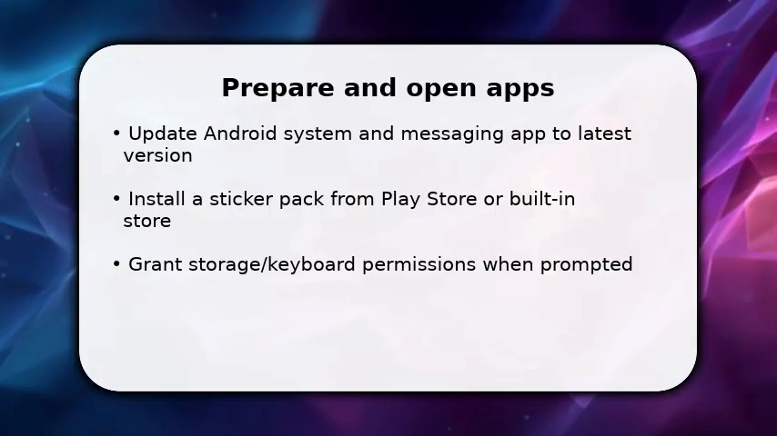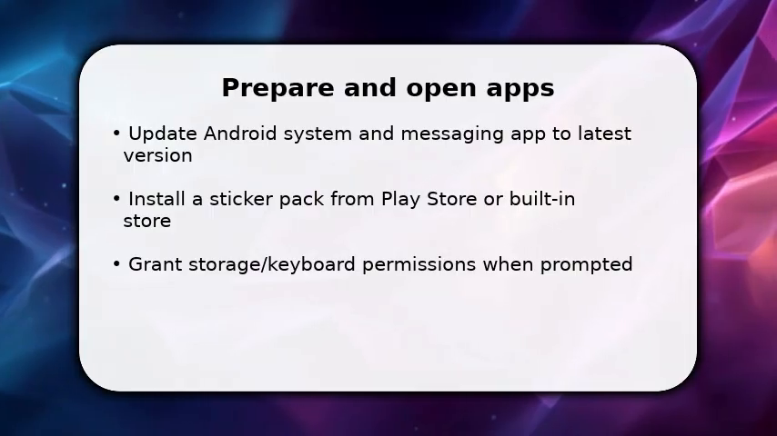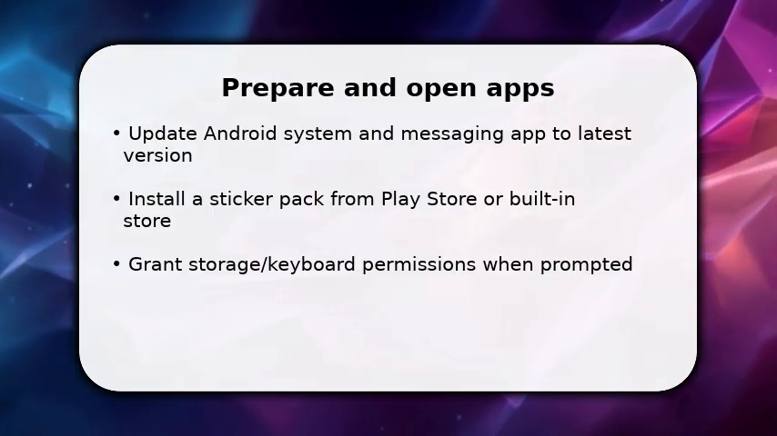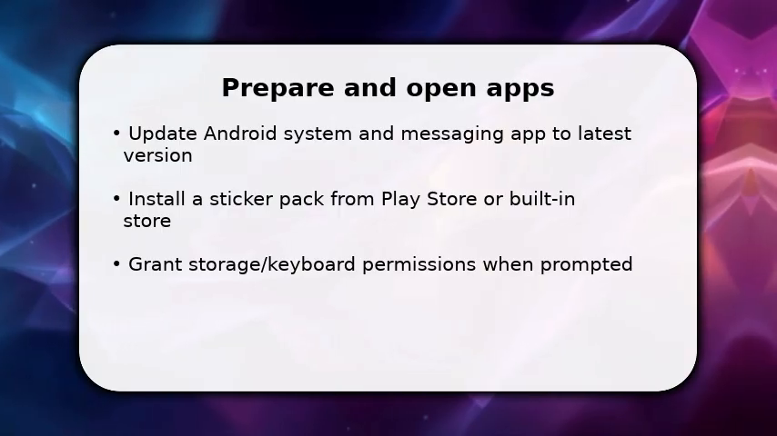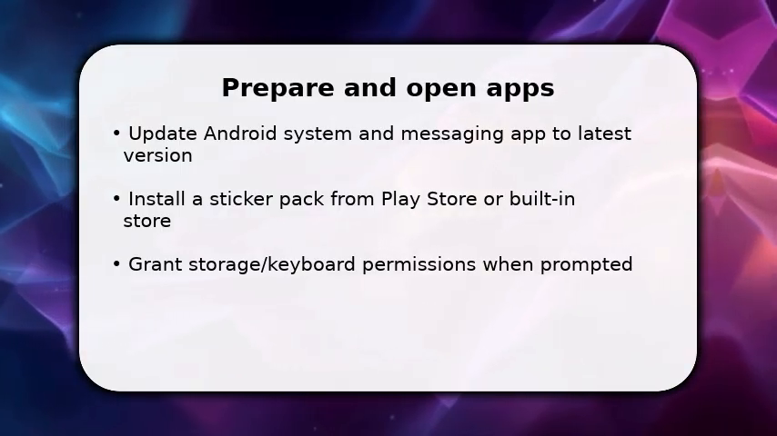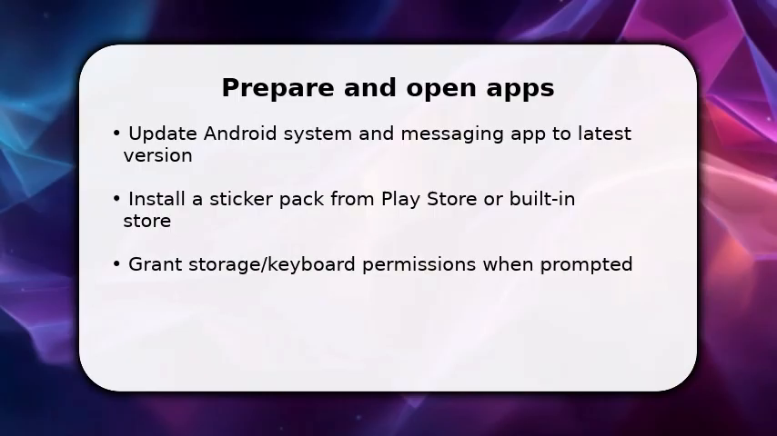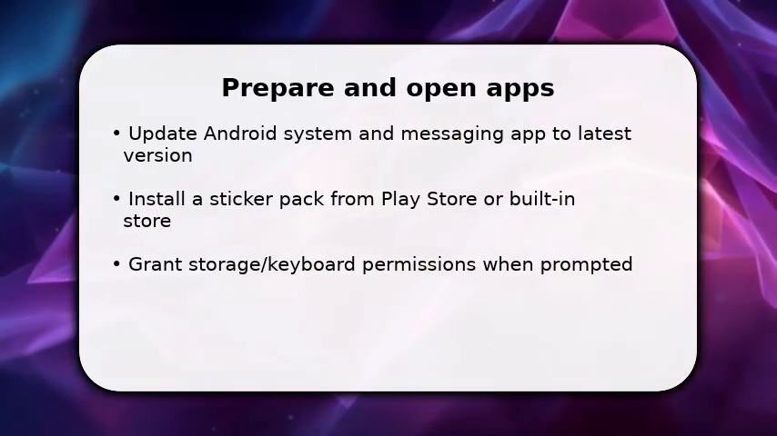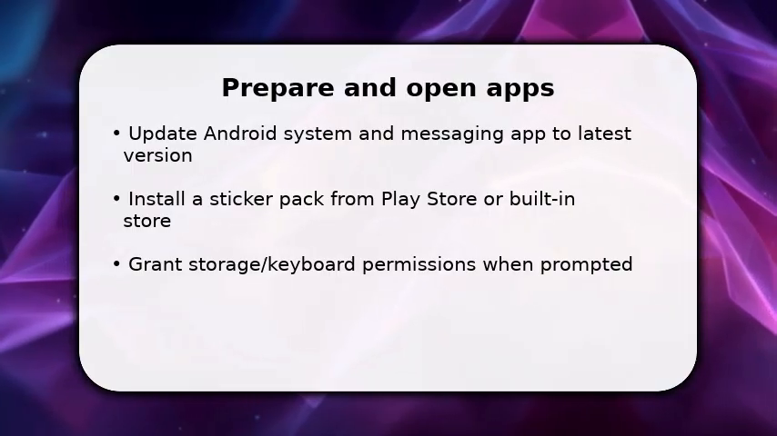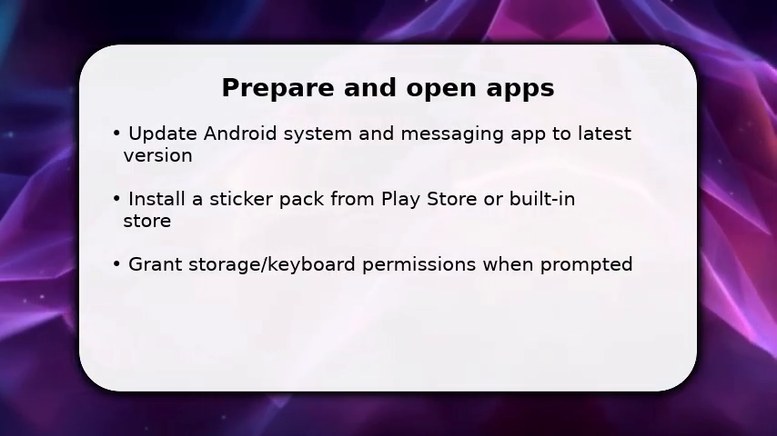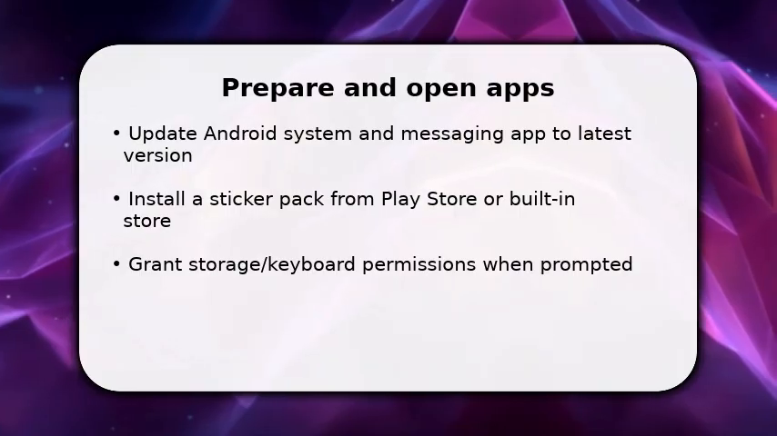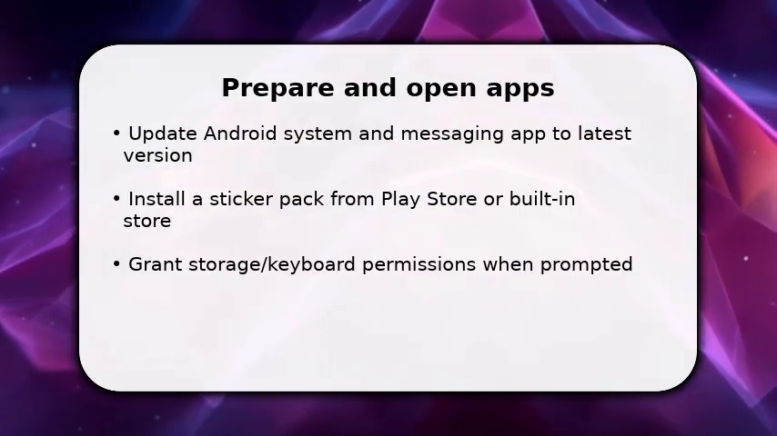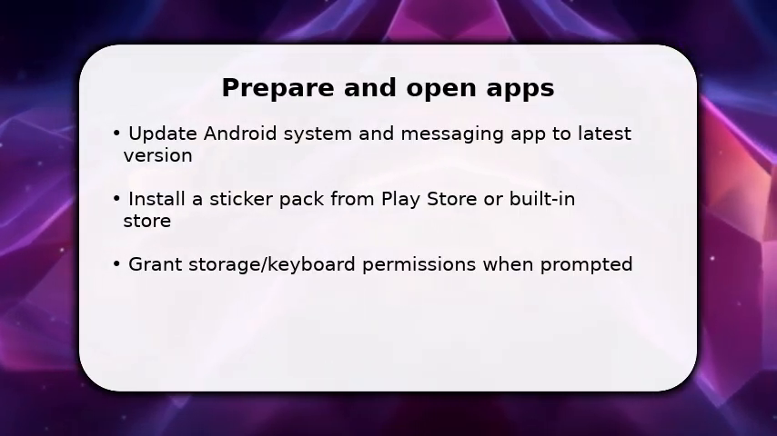You start by updating your phone and the messaging app. This reduces compatibility issues. Once updated, open the messaging app and navigate to the conversation where you want stickers. Install a sticker pack from the Play Store or the App Store and make sure to grant any storage or keyboard permissions. Once done, tap the emoji/sticker icon in the message composer to load sticker collections. You're now ready to view and select sticker packs.